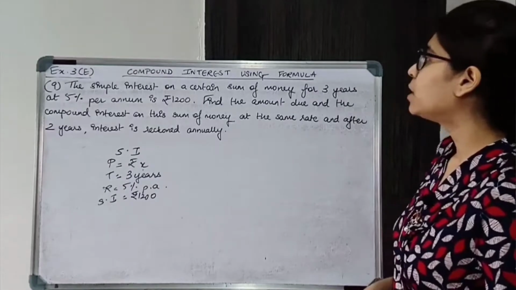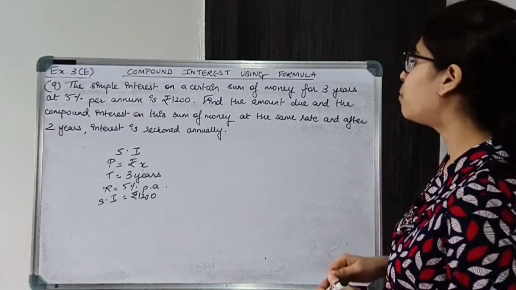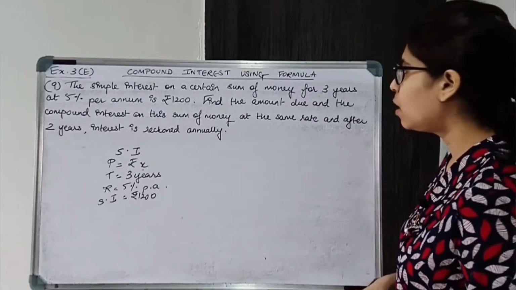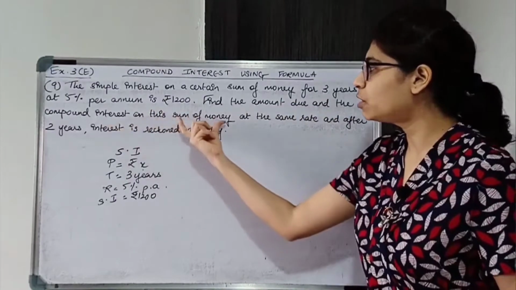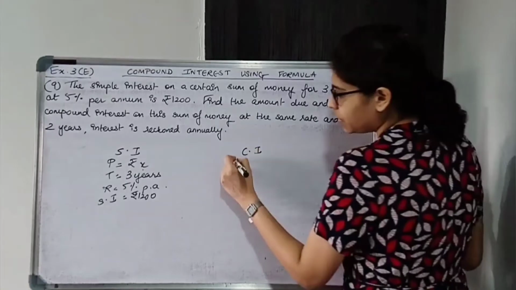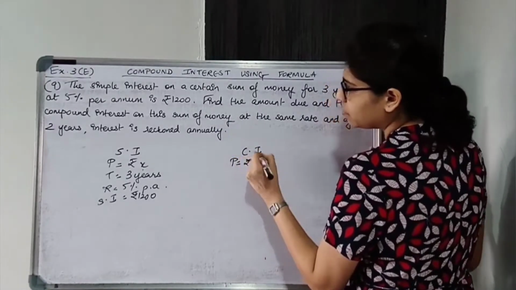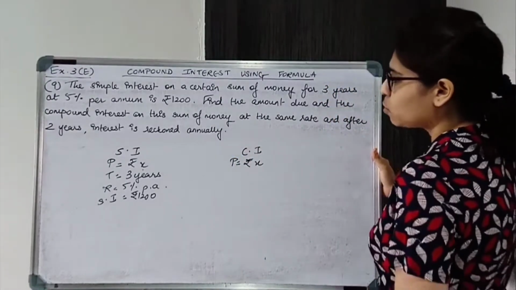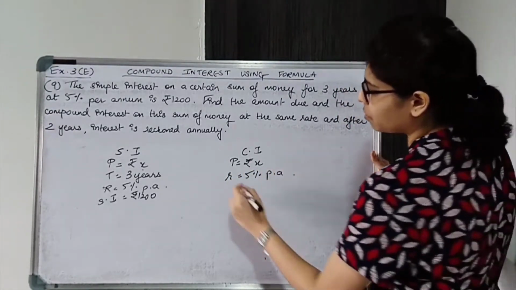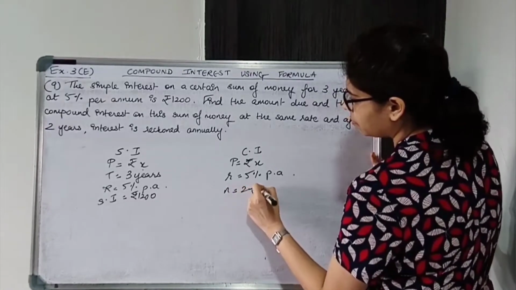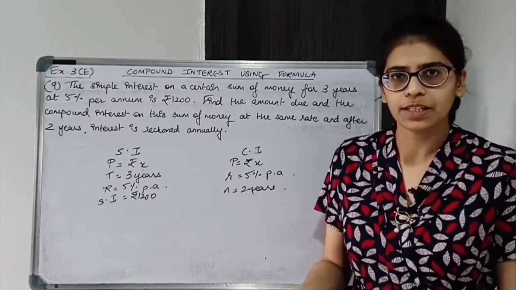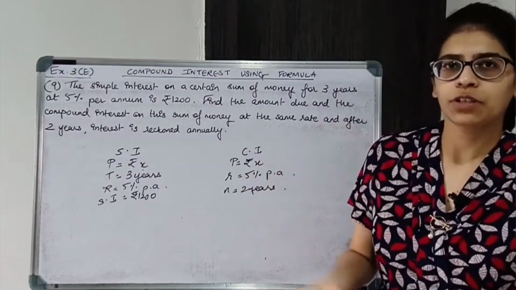Find the amount due and the compound interest on this sum of money at the same rate, and after 2 years interest is reckoned annually. Now we have to find amount due and the compound interest on this same sum of money. Okay, so for compound interest, you are given the same principal at the same rate. So R is also same, it is 5% per annum. And after 2 years, so N is 2 years, interest is reckoned annually. So interest is calculated annually. Alright, so we'll use normal formula for amount.